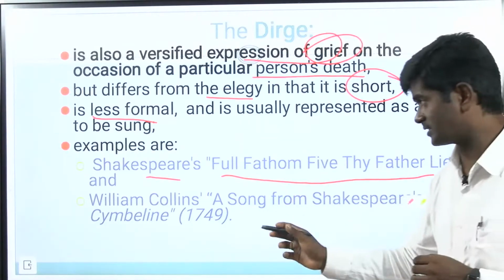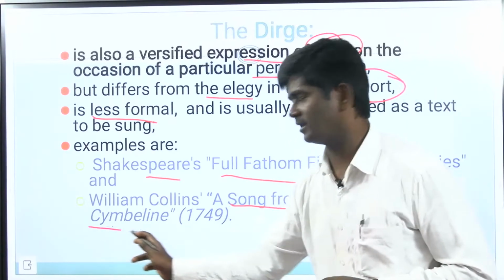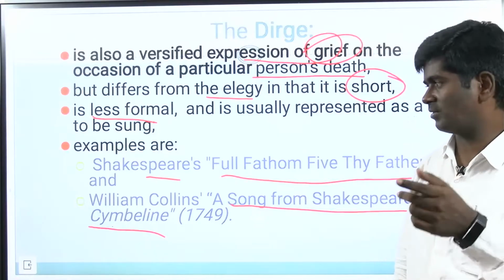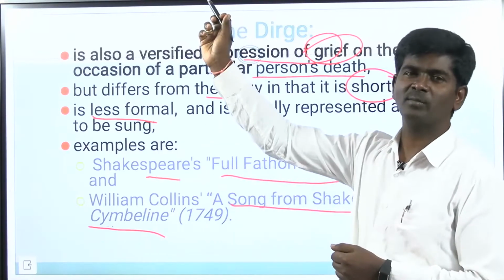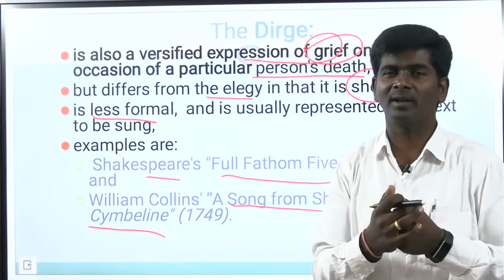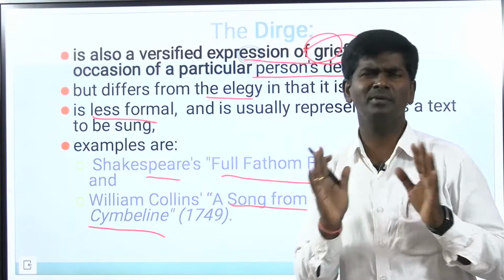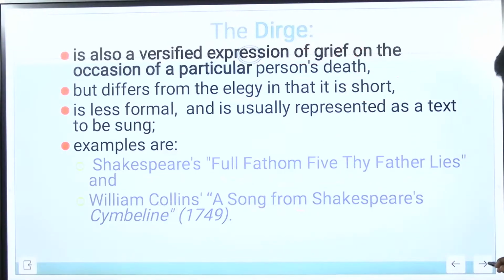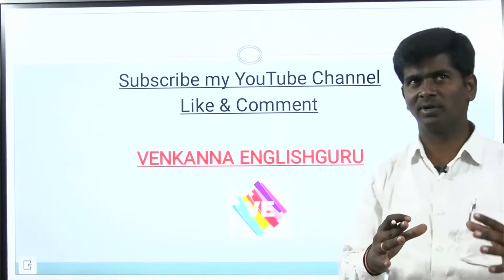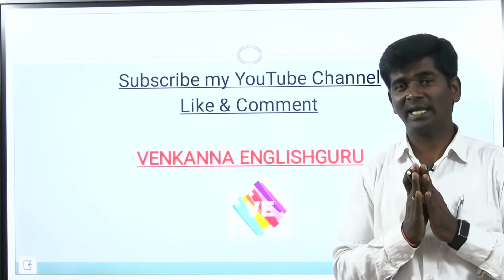Next, William Collins, a song from Shakespeare's Cymbeline. See, a song from Shakespeare's Cymbeline, written by William Collins, is an example for dirge. Dirge is a song on the death of a particular person, but it is short and less formal. Remember that it's very easy. This is the discussion that I wanted to have with regard to elegy.